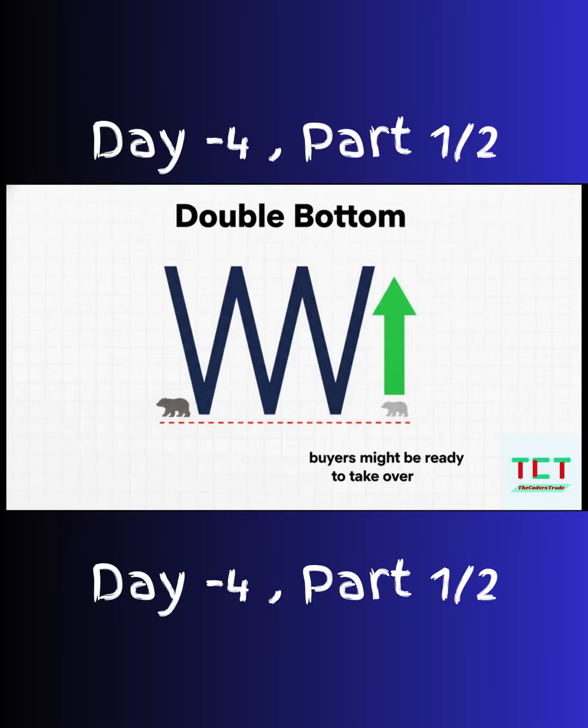Its optimistic twin is the double bottom, or the W pattern. This one is a bullish reversal signal, suggesting prices might be heading up. Here the price finds a low, it bounces, drops back to test that same low, and finds strong support. This tells us the sellers are exhausted and the buyers might finally be ready to take over.